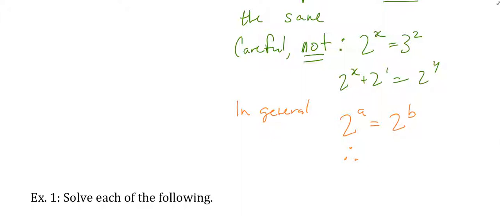A lot of people don't like it when we do these general things with variables in them and stuff. But what would be true here? Mackenzie, what do you think? Very nice. A equals b.